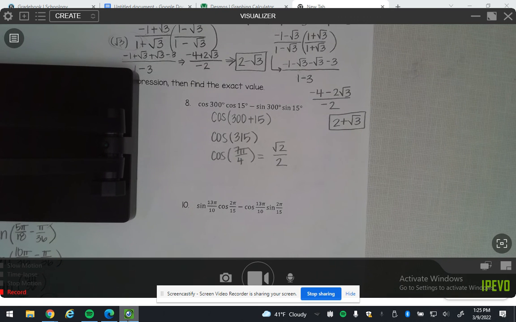Try 10. Now are they mixed in? Do you see what I mean by mixed in and not mixed in? If they're mixed, you're going to go look at sine. Is it sum or is it difference? It's difference.